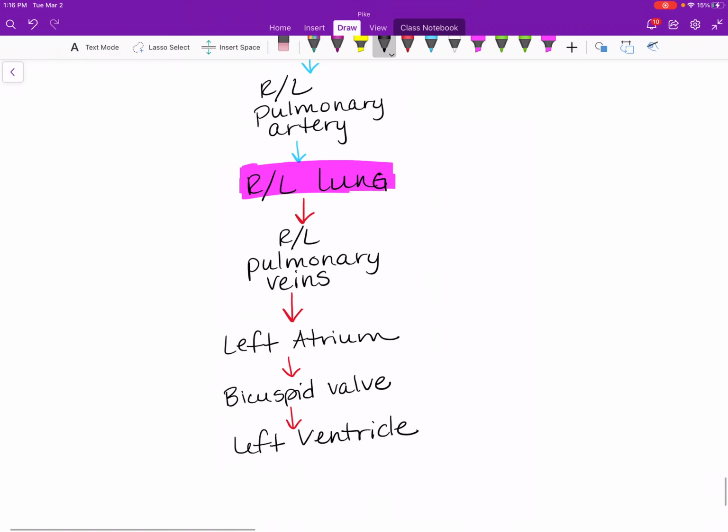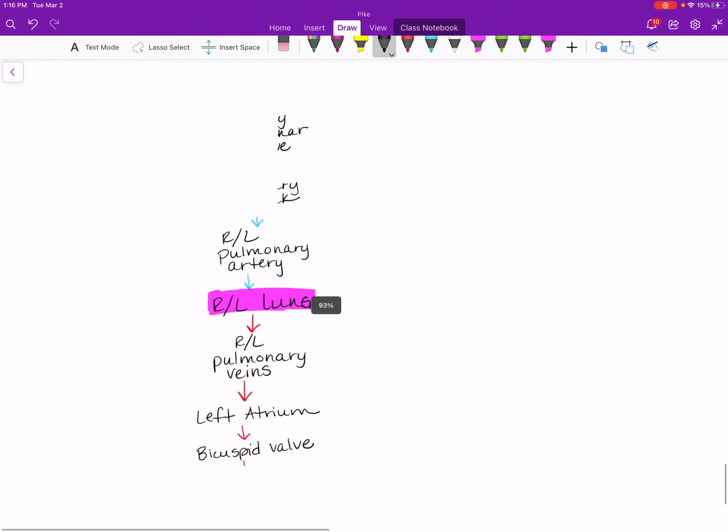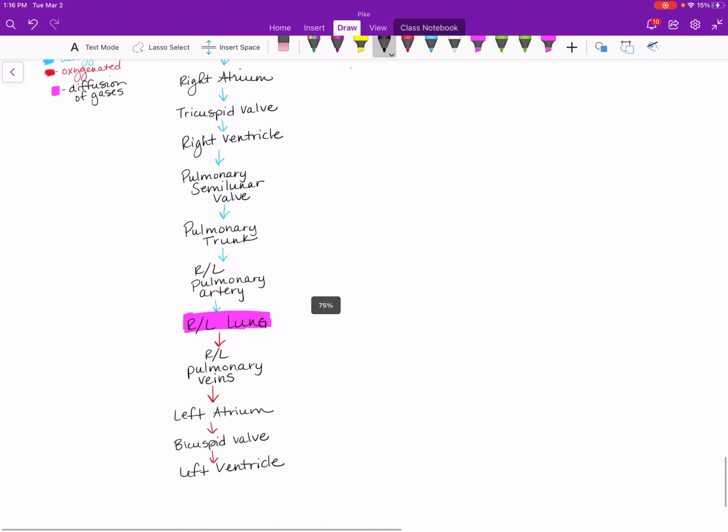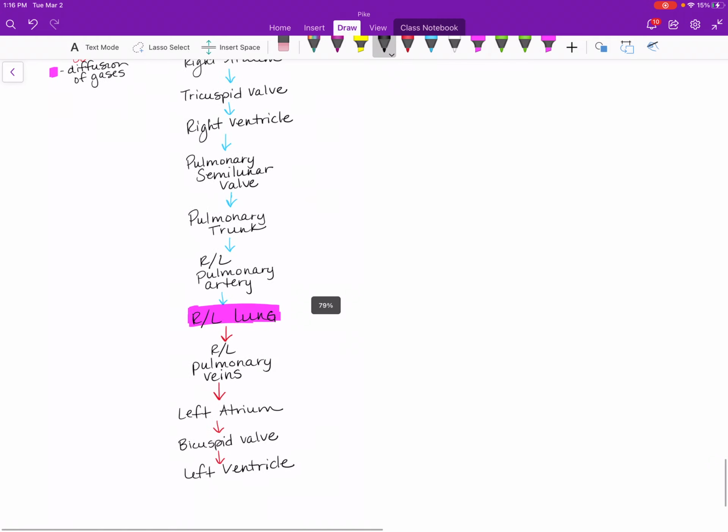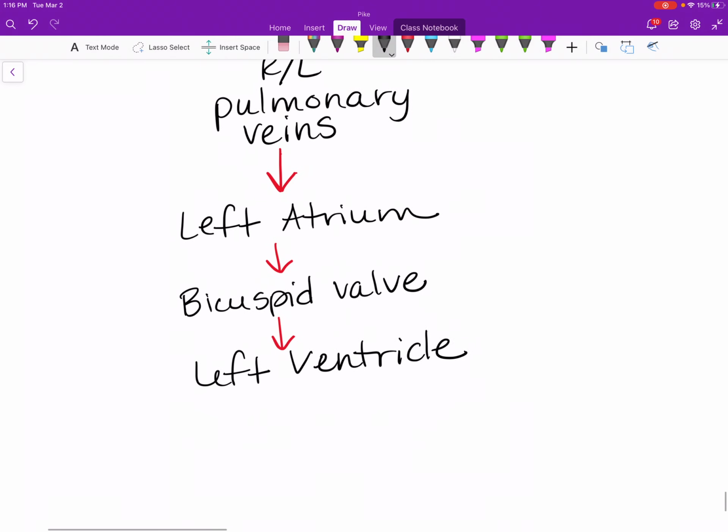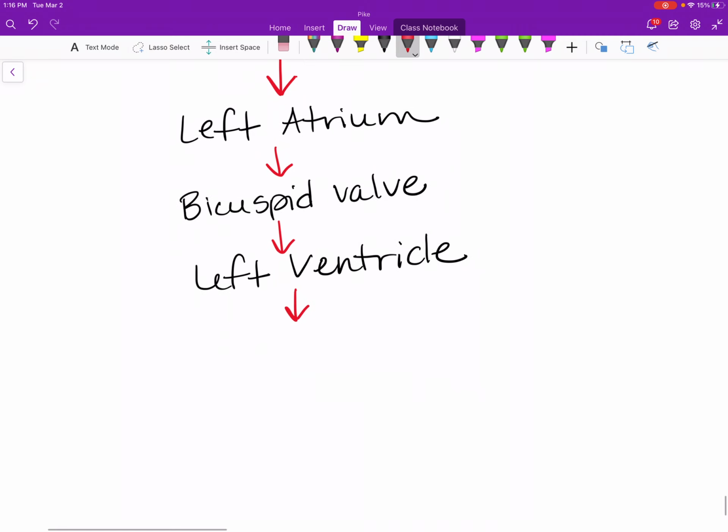Same theme as on the right side of the heart. It goes atrium, AV valve, ventricle. So same thing here on the left side, right? And so now, ventricle is where blood is pumped out of the heart. So we're going to go through a door to leave the heart.